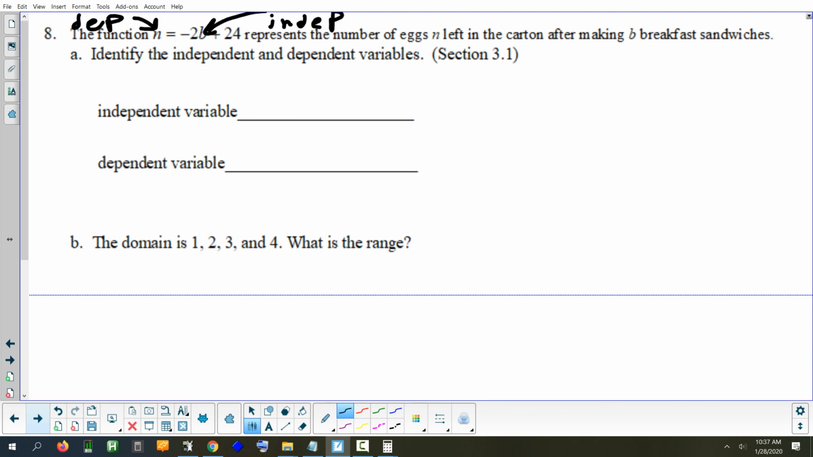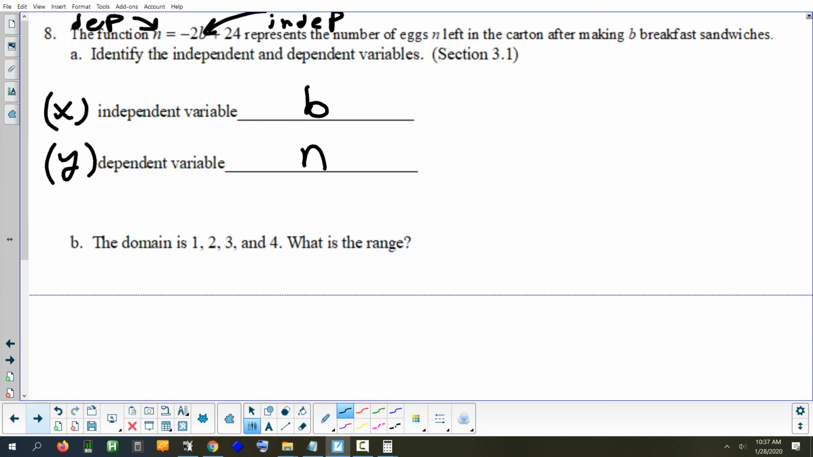The letter they put on the right is the independent. So the dependent is the y. Yep, exactly. Dependent is your y, even though they didn't really use y here. Independent is your x, even though they didn't use x here. They used n and b. I guess n for number of eggs and b for breakfast sandwiches. So, independent, they use the letter b. Dependent should be y, but they used n.